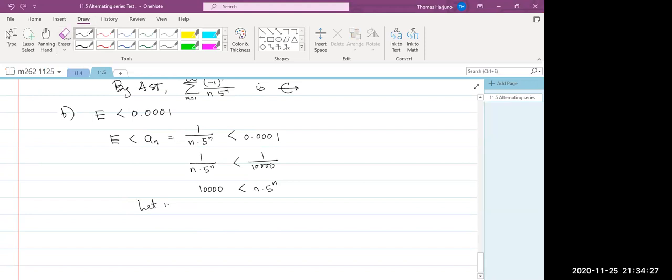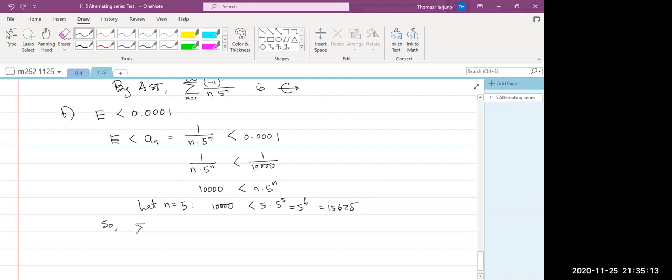Let n equal, let's say, 4. Will that work? Do you think it will work? 100, 25. No, I need 5. Is it true? What is 5 to the 6? Yeah, it's 15,000 something.